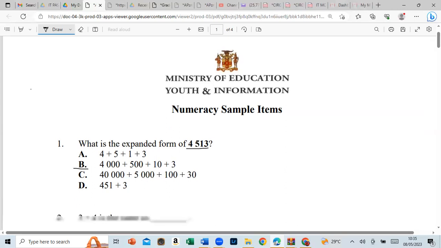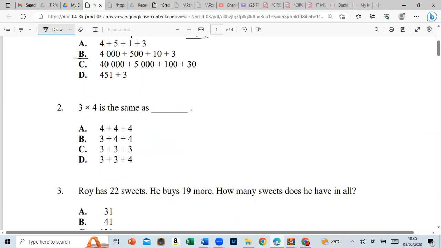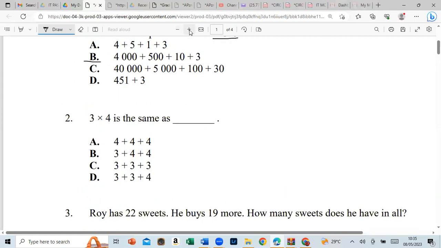Again, remember you're encouraged to try the question. What is 3 times 4 the same as? So what you can do is to say 3 times 4. What's the product of 3 times 4? And then you add all of these numbers and see which one of them gives you the same number.